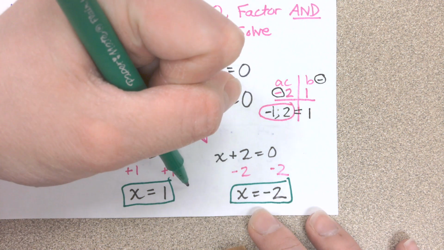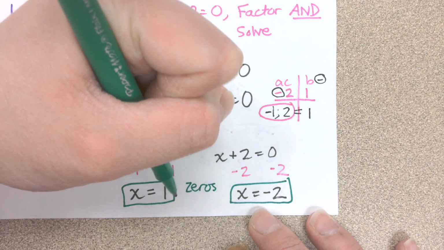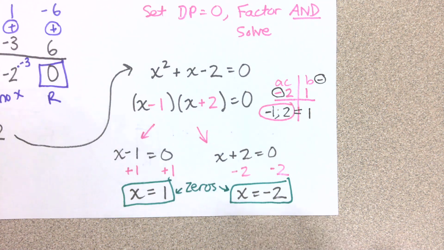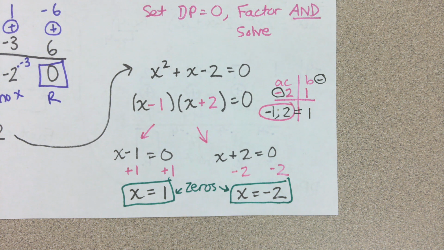And then just to clarify, these are zeros, which look different from factors. So again, make sure that you're giving them what they ask you for. If they want factors, give them factors. If they want zeros, give them zeros. If you give them the wrong type, you will lose credit for that.